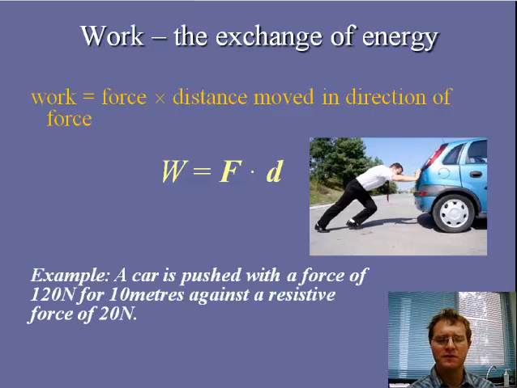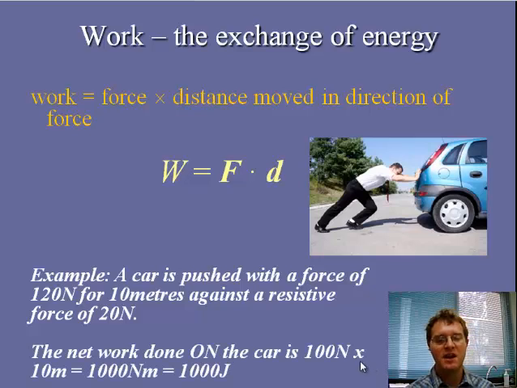A car is pushed with a force of 120 newtons for 10 meters against a resistive force of 20 newtons. Now here we've got to remember that the net work done on the car is 100 newtons times 10 meters, and therefore the total work done is 1,000 newton meters or 1,000 joules. So just remembering here that we're recognizing the total amount of force used to cause this change. It's the resultant force we're worrying about.